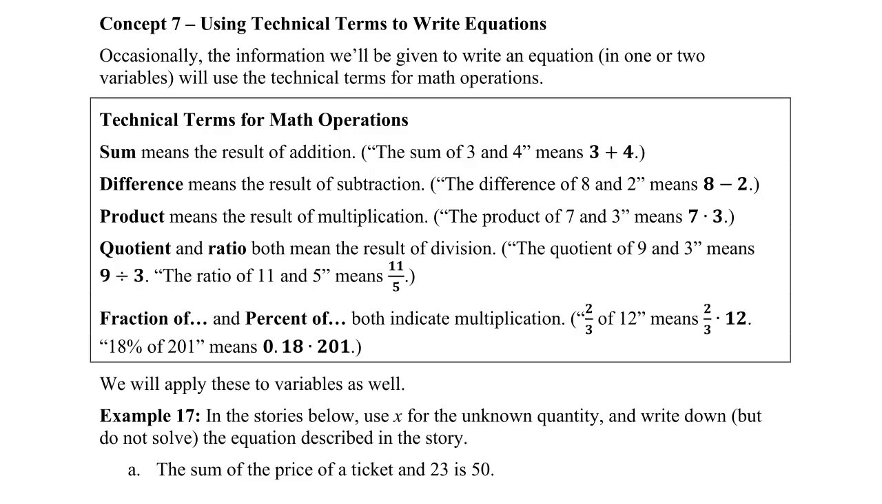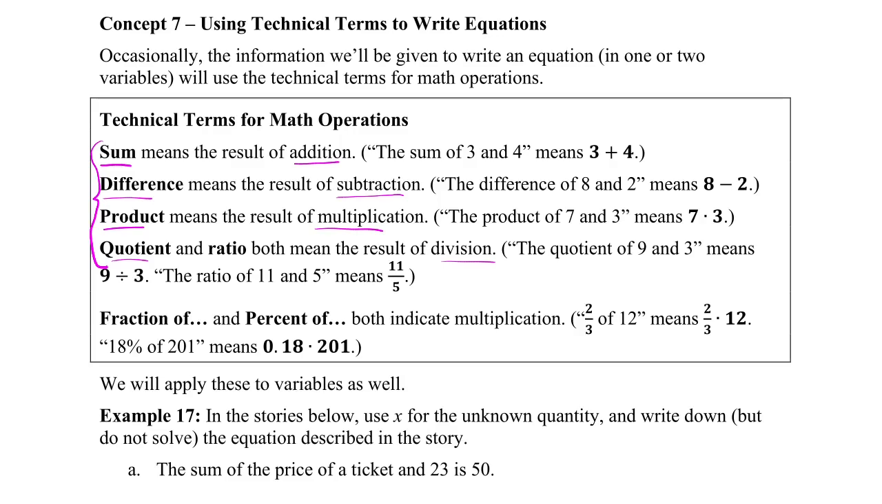These first four, sum, difference, product, and quotient, refer to just the result of doing a certain arithmetic operation. Sum means the result of addition. Difference means the result of subtraction. And when we talk about a difference, we'll do the subtraction in the order that the numbers are mentioned. Product means the result of multiplication. Quotient means the result of division.